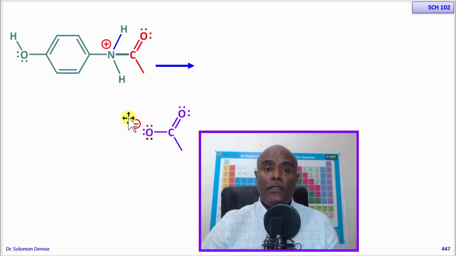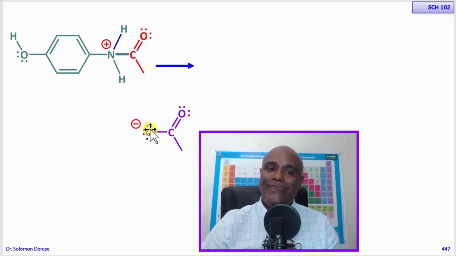This oxygen now will go and form a bond with this hydrogen. Since this oxygen has these additional electrons, it's going to use these electrons to form a bond with the hydrogen. This oxygen, as a nucleophile, is going to donate electrons to form a bond with this hydrogen. When a bond is formed between this oxygen and hydrogen, this hydrogen will have the 2 electrons it needs as a result of the bond formation. If it does not detach itself from the nitrogen, this hydrogen will have 4 electrons, which is not allowed.